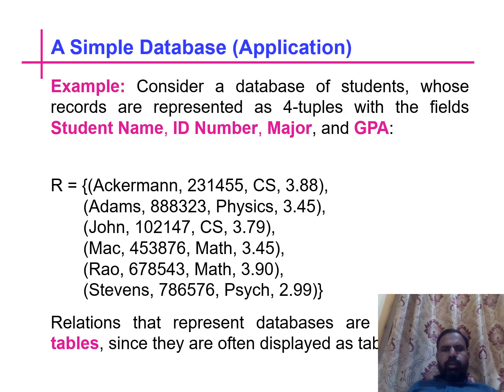A simple database application. Consider a database of students whose records are represented as 4-tuples with the fields student name, ID number, major, and GPA. So we can make relations that represent data bases. These are from tables, and they are often displayed as tables.